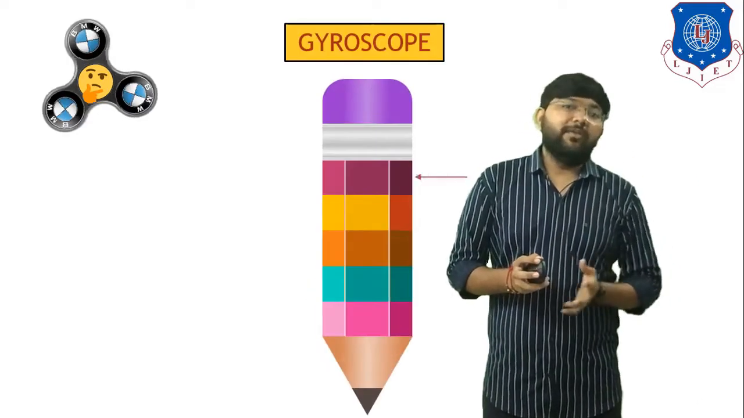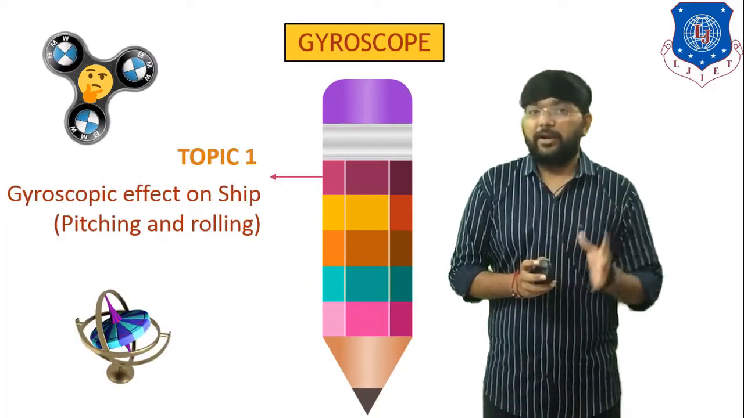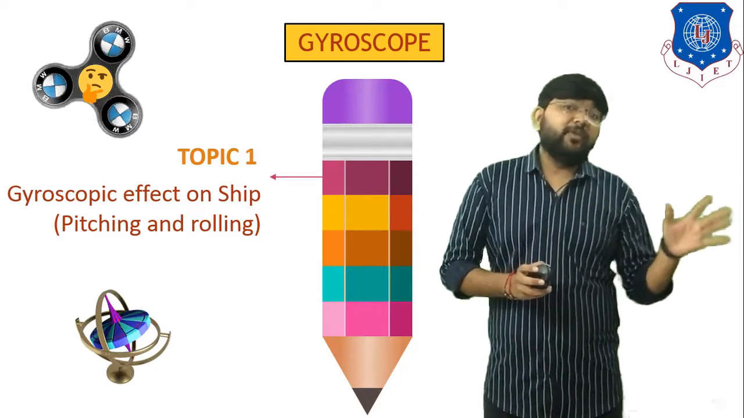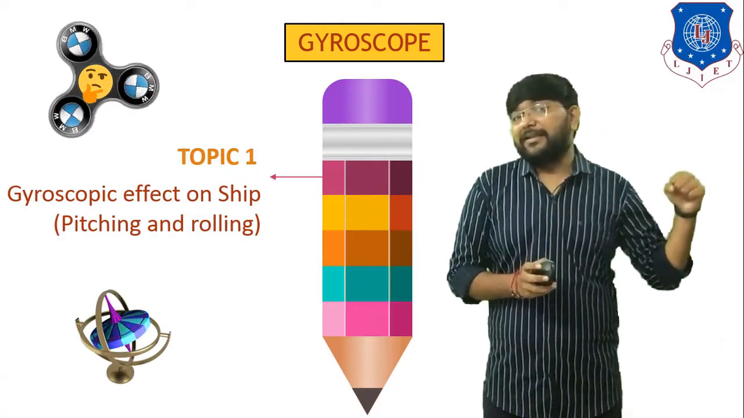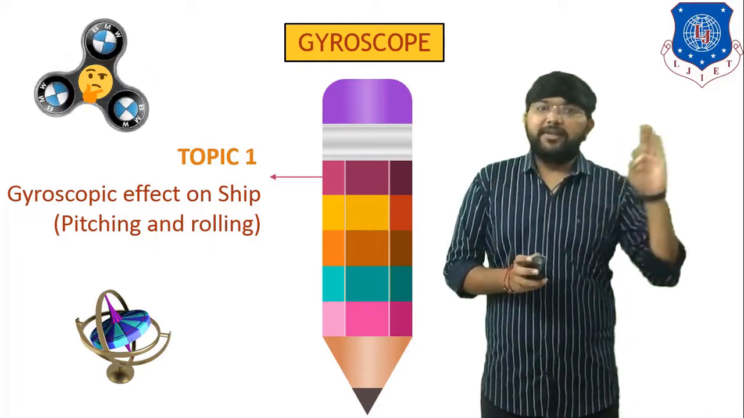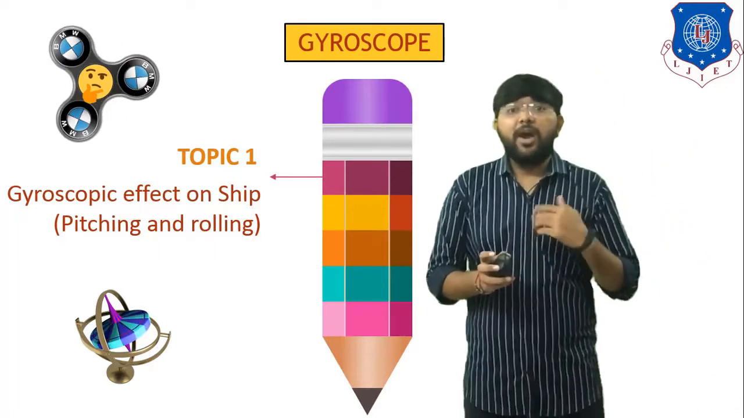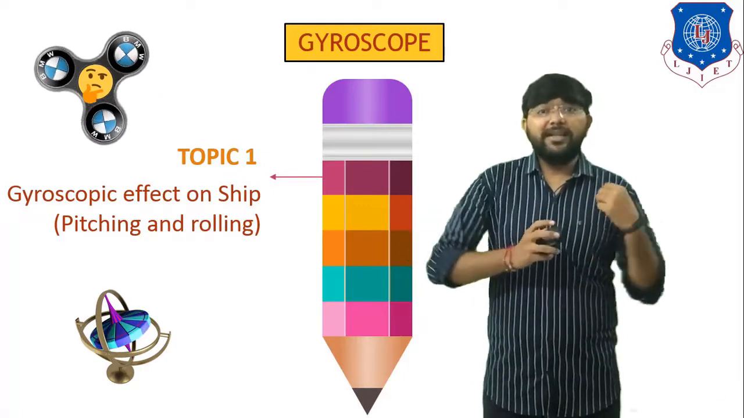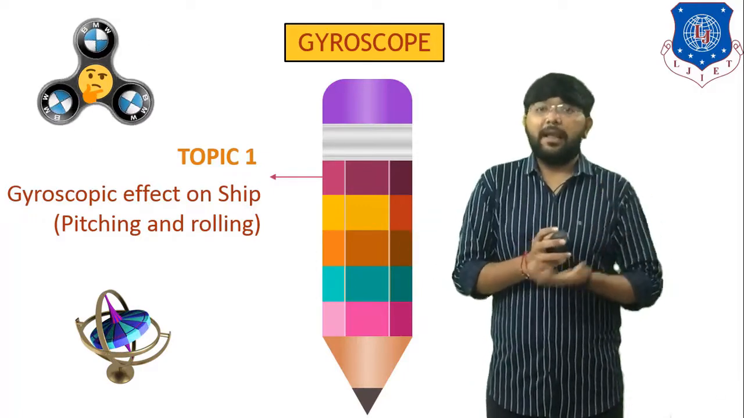In today's session we discuss the gyroscopic effect on a ship. In the last lecture we discussed the gyroscopic effect on a ship during pitching motion, and we derived the equation for the reactive gyroscopic couple, that is, couple equals I omega omega p. Today we have to discuss what the effect of the gyroscope is on a ship.